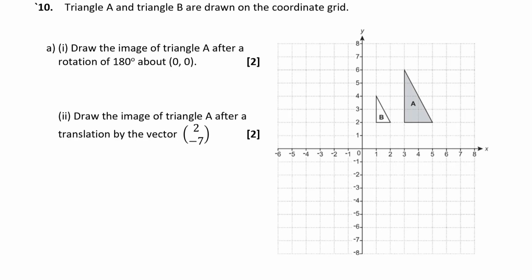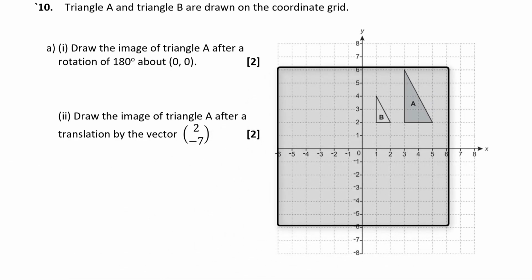Question 10. Triangle A and triangle B are drawn on the coordinate grid. Part A says, draw the image of triangle A after a rotation of 180 degrees about the point 0, 0. Okay, so one way of doing this, if you're not very good at rotations, would be to go and ask the invigilator for a sheet of tracing paper. Lay that over the top of your diagram. Next, put a little cross where the center of rotation is. At this point here, it's at 0, 0, isn't it?